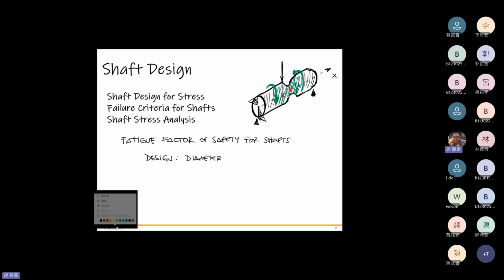Okay, so for this shaft design, what should we focus on? We should focus on the shaft design for stress, of course, the failure criteria for the shaft, and the shaft stress analysis. And how to define the fatigue factor of safety for the shaft. The purpose of the shaft design is to design its diameter. I mean, what's the diameter of the shaft that will be optimized under specific fatigue loading?